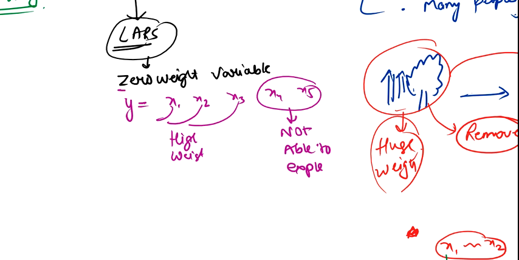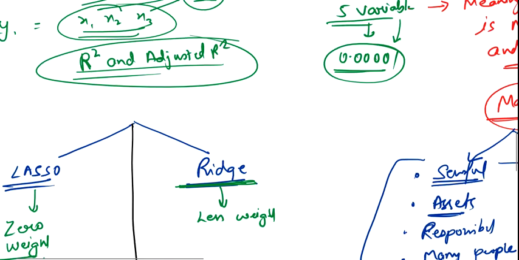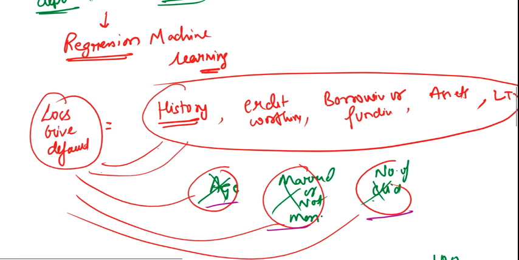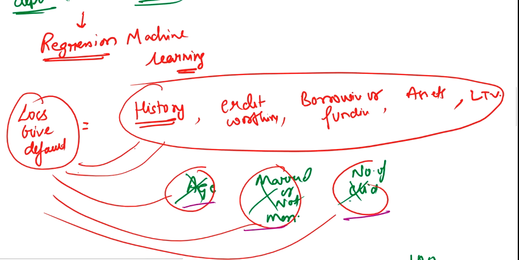Clear? Because it has already given 0 weight to them, it is only going to give weight to those variables which are going to explain the dependent variable, that is y. Clear? Now apart from the regression, there is one more method which comes under the supervised learning, that is PCA, principal component analysis.